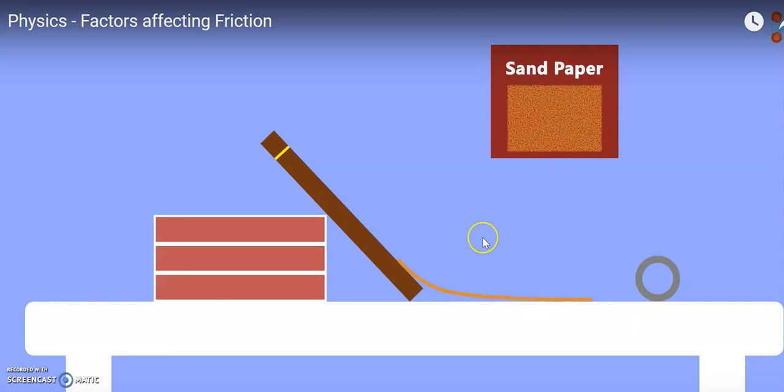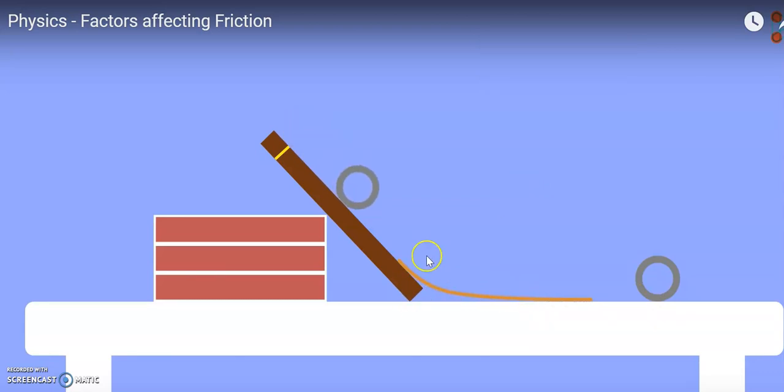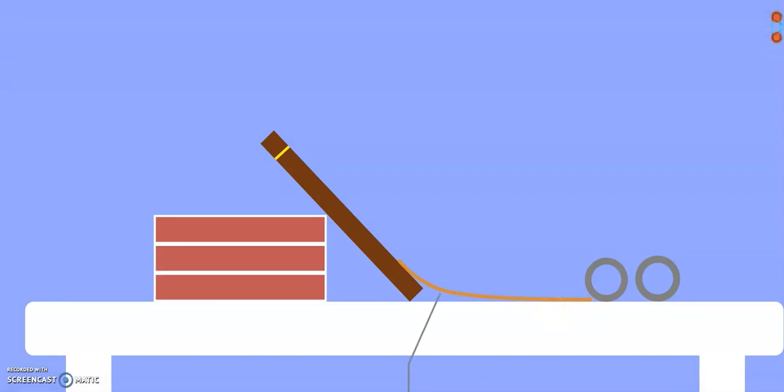Now, take a sandpaper, place it here, and roll the cylinder down. You can see the distance covered by the object in the second case is less, and you probably know why. The surface on which the object rolled was rougher in the second case, and clearly the force of friction was more. Why is friction caused though?